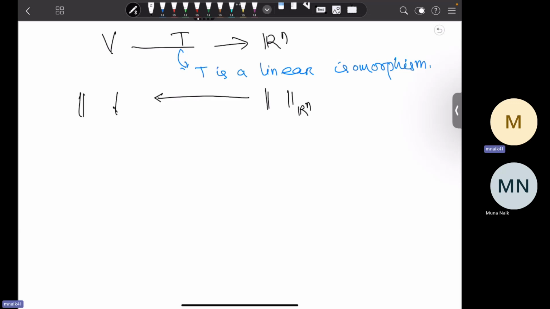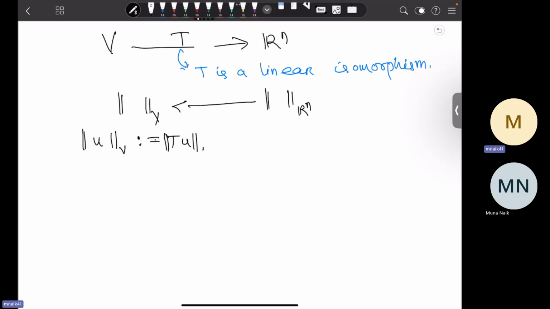So the norm on B will be defined as follows. Suppose U is in B, so I will define a norm on this. This will correspond to the norm on B. And what is the definition of the norm on B? If U is there, by definition I will define it simply as the norm of T U, and this is the norm on Rn.